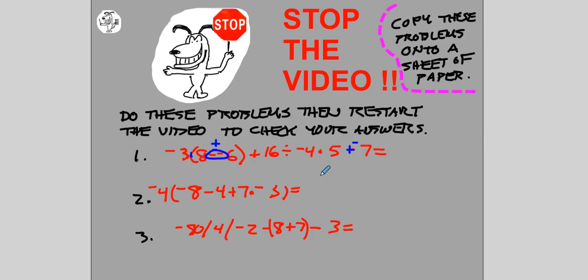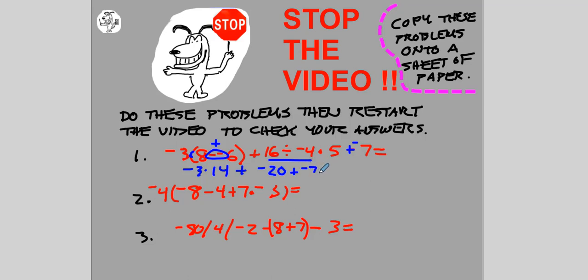Means the same thing. So I have negative 3 parentheses. That means negative 3 times what's in the parentheses. Well, in the parentheses there, that's 14. So I have negative 3 times 14 plus, now I don't do this yet. I do this first. 16 divided by negative 4 because I do division and multiplication before addition and subtraction. So 16 divided by negative 4 is negative 4. Negative 4 times 5 is negative 20 plus negative 7.